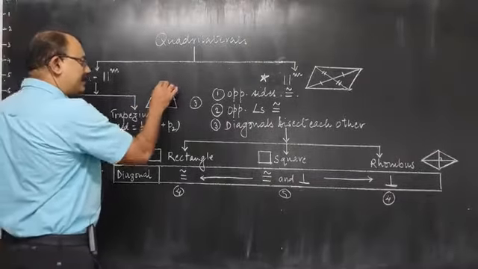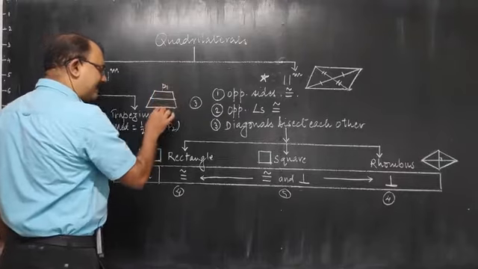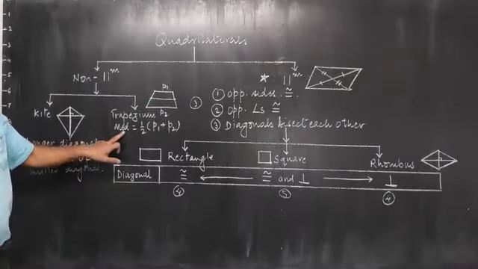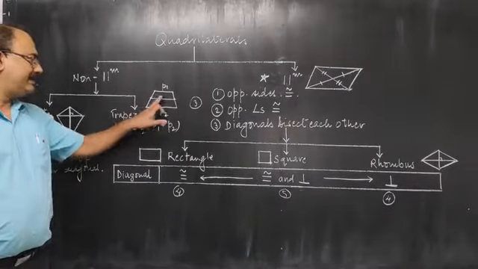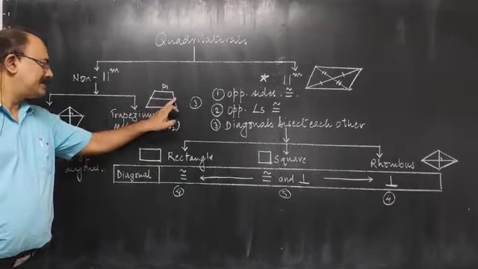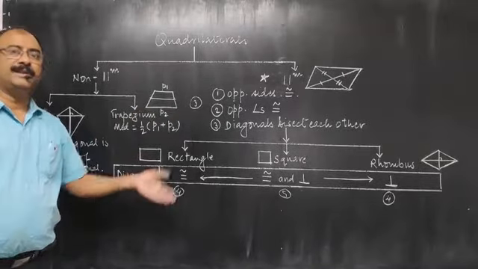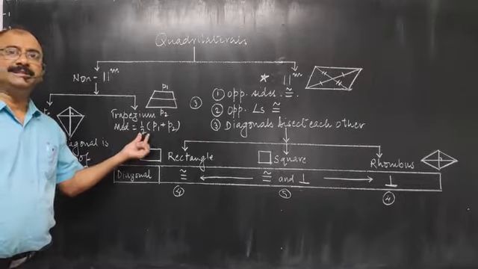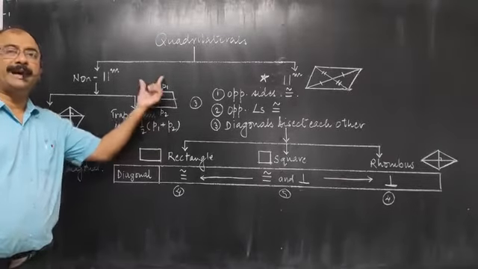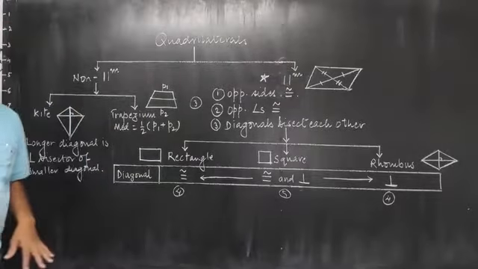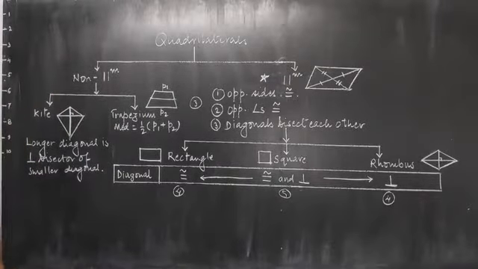Okay, P1 means first parallel side, P2 means second parallel side. So median, this is the median, the segment joining midpoints of non-parallel sides is called the median of the trapezium, and the length of the median is half the sum of the parallel sides. Okay, this is the extra property. So with that we have completed the full quadrilateral chapter.